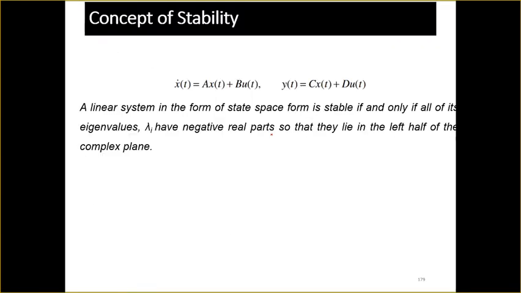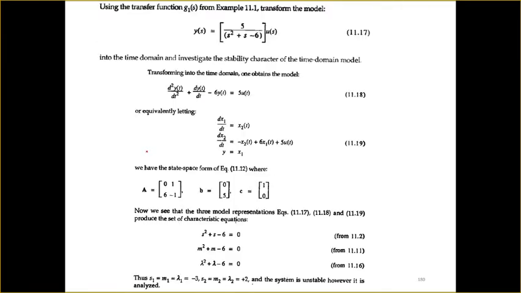Now I am going to take the state equation, and for the state equation you have to comment on the stability. As you know, the system is stable for the state space if and only if all its eigenvalues, meaning the roots of the characteristic equation, again the pole locations, have negative real parts, so that they lie in the left half of the complex plane. Then the system will be stable.